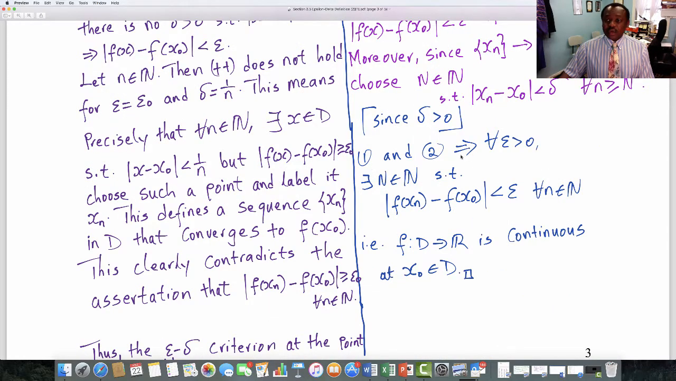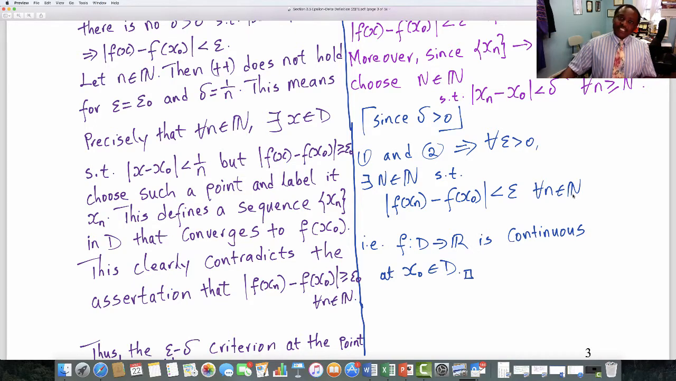Putting 1 and 2 together, we can conclude that for every epsilon greater than 0, there exists a natural number N such that the absolute value of f of xn minus f of x naught is less than epsilon for every n greater than or equal to N. Again, what does that mean? It simply means that f from the domain D to the set of real numbers R is continuous at the point x naught in D, following the sequential criterion for continuity, and that proves the theorem. In other words, we're saying that the sequential criterion for continuity is equivalent to the epsilon delta criterion for continuity.